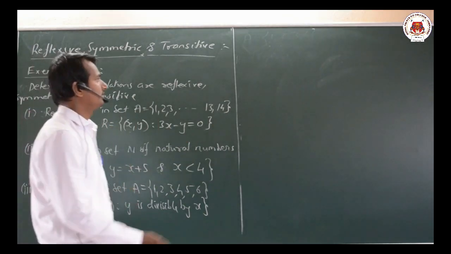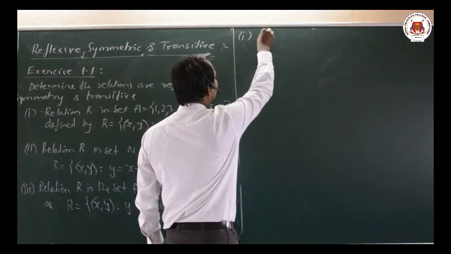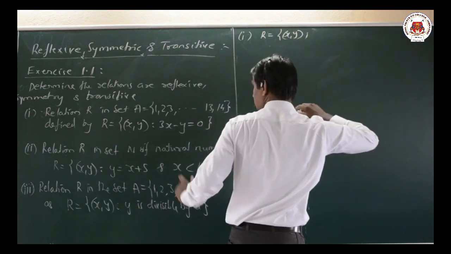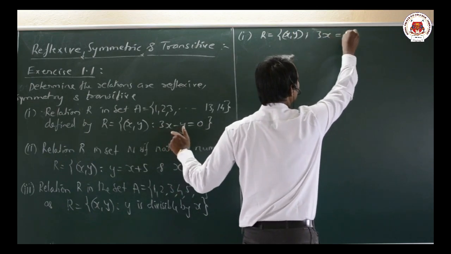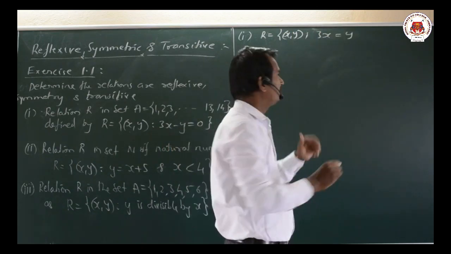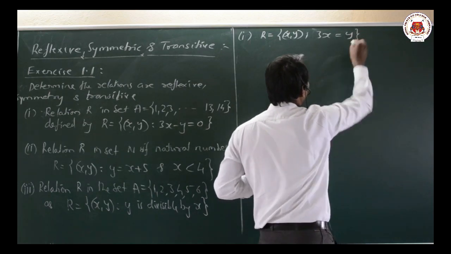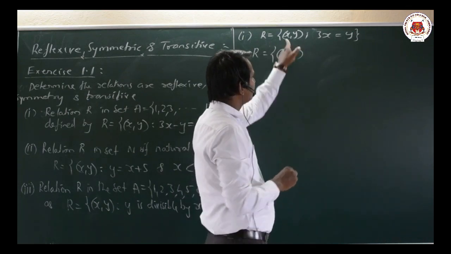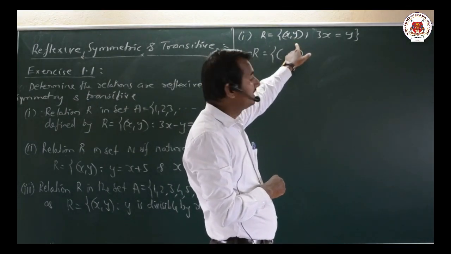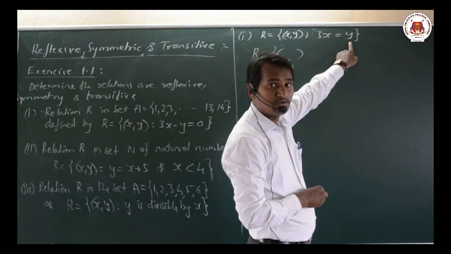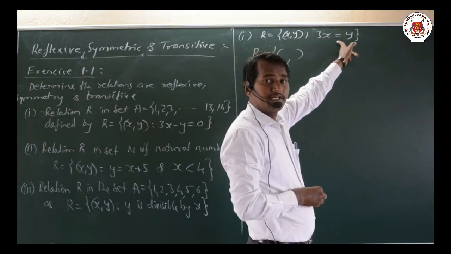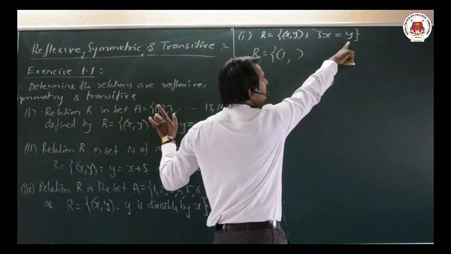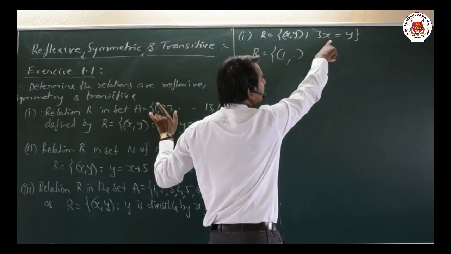Now let us observe the first one. We shall define it. R equal to {(x, y)} such that 3x equal to y, so I can write it as (x, 3x). Now I will write down all the ordered pairs. Y equal to 3 times x. If you take x as 1, y becomes 1 into 3, which is 3.